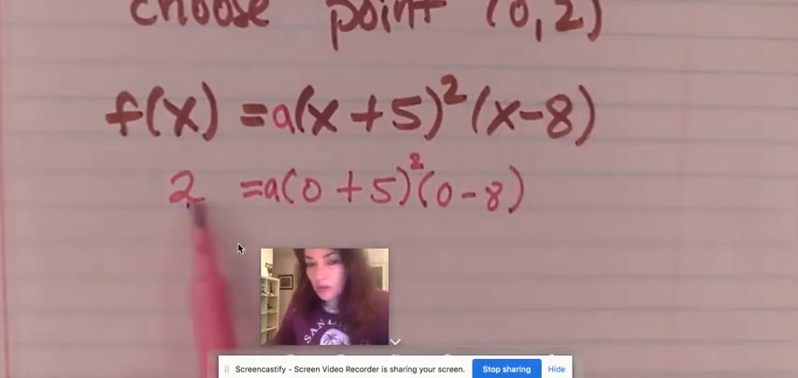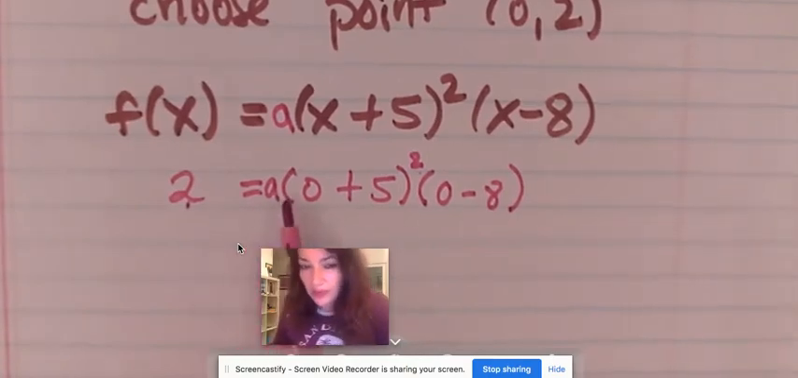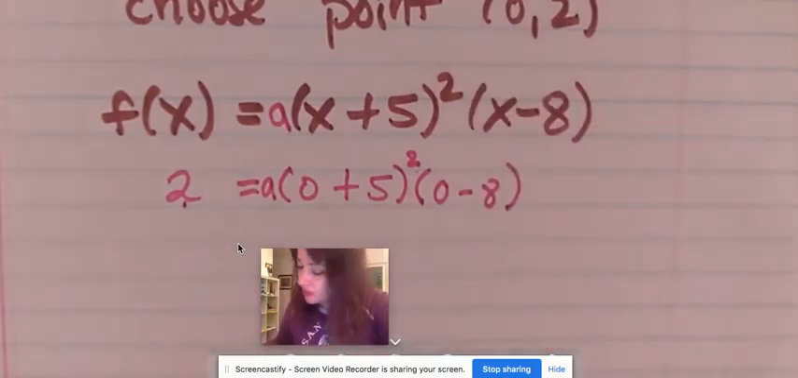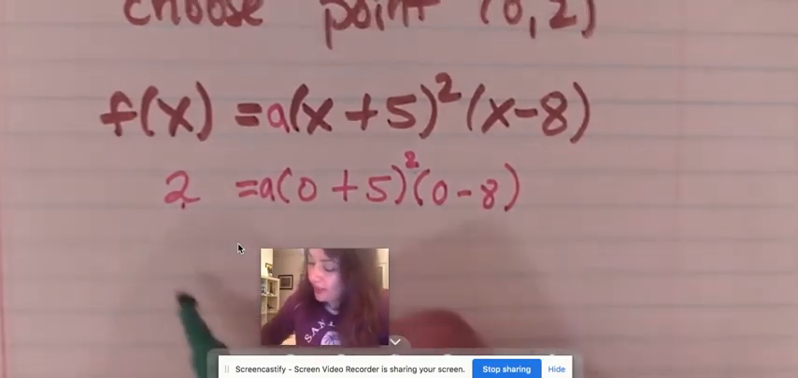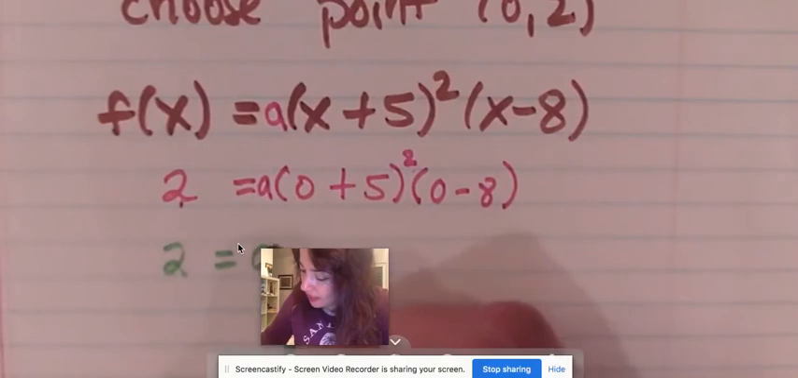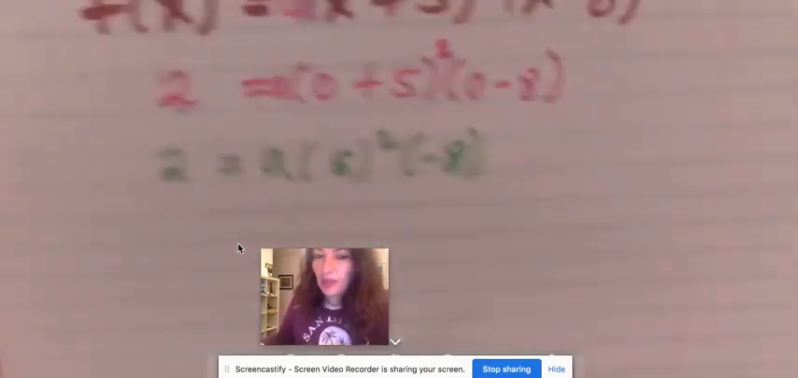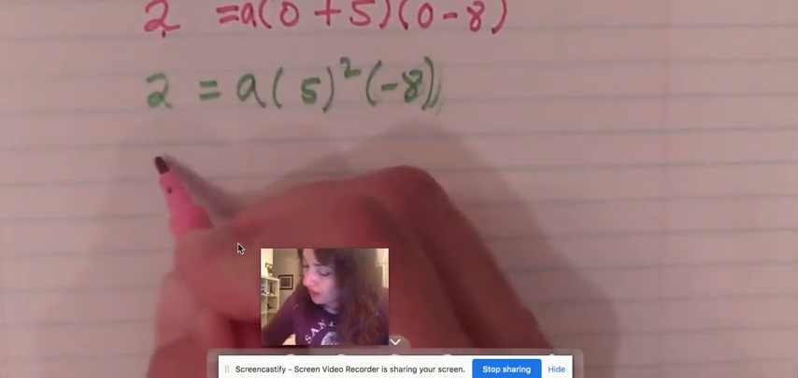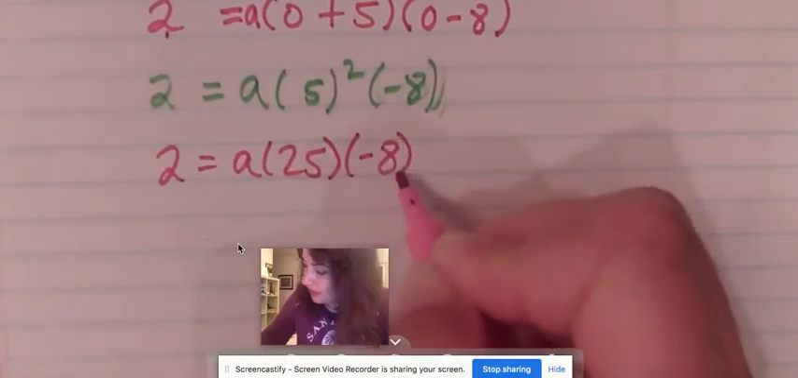So 2 is equal to some letter a, which is going to determine how wide and steep my graph is and whether it faces up or down. And then I plug in the x value, which is 0, and I'm going to just simplify this equation. So simplifying this equation, we get that 2 is equal to a times 5 squared times -8. And if I further simplify, 5 squared is 25. So 2 equals a times 25 times -8.